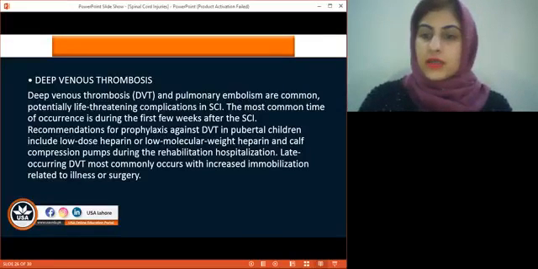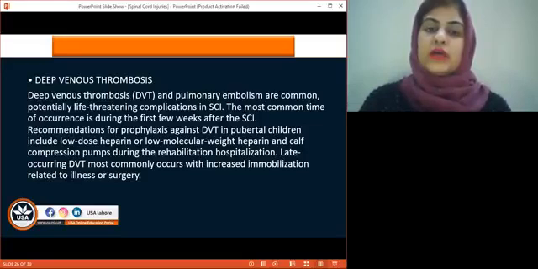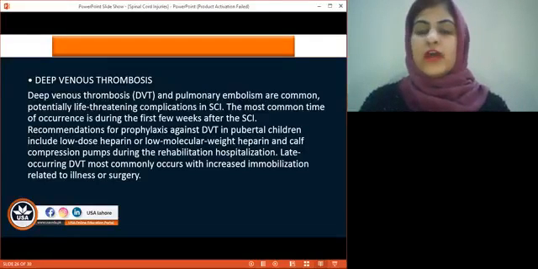So there can be a complication of DVT and pulmonary embolism. As prophylaxis, you can use low dose heparin, low molecular weight heparin, or the calf compression pumps. Both can help you out.